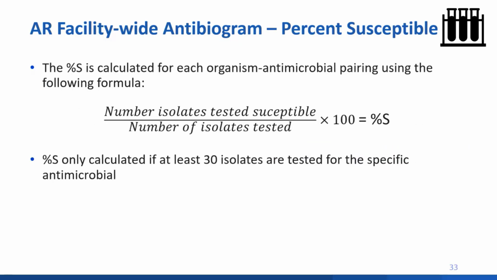Our antibiogram will show the percent susceptible, which is calculated for each organism antimicrobial pairing using the following formula: number of isolates tested susceptible divided by the number of isolates tested, times 100. Percent S is only calculated if at least 30 isolates are tested for the specific antimicrobial during the time period of your antibiogram. For example, if your antibiogram is being generated by quarter and less than 30 isolates of an organism were tested for a specific antimicrobial, you can try rolling up your data to half year or year in order to get more than 30 isolates.